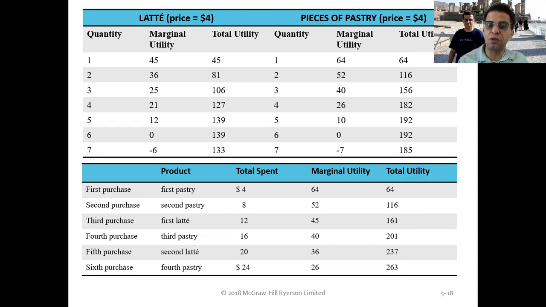So we compare the marginal utility here, and we see the pastry giving us 40, and the second unit of latte giving us 36. So we go with a pastry. So the third purchase was a latte. The fourth one is pastry because we are spending $4 each time. So we wanted to maximize our total utility by selecting the higher marginal utility in each case.